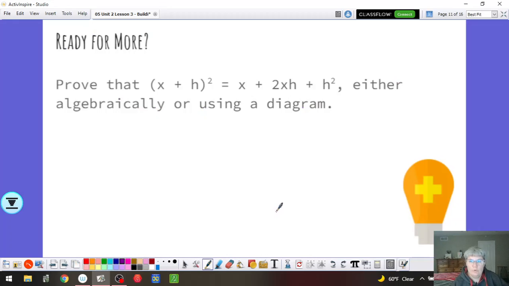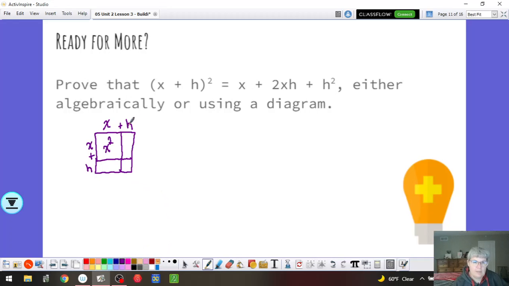So can we prove that this works for any square of a binomial, or binomial squared? In class, the students chose to do this by diagram, so that's what I'm going to do as well in this video. I'm going to create that basic diagram that has the basic square, and then I'm going to add h to each side. So if we look at the areas of every region, we have x squared.